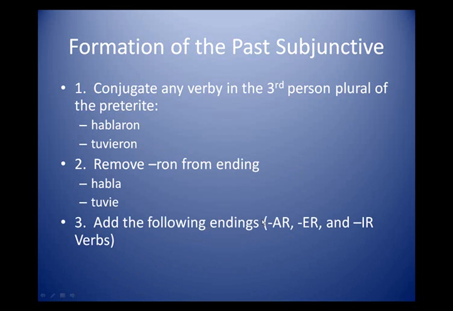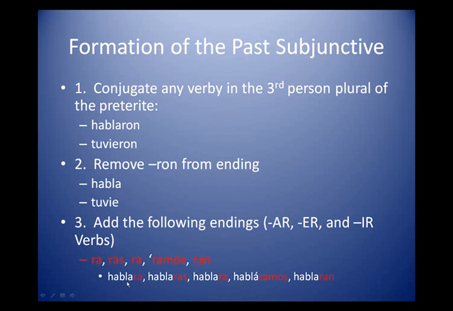And then we add the following endings for AR, ER, and IR verbs. All of the verbs, AR, ER, and IR, will add these endings in the past subjunctive. So there's only one set of endings to learn. Ra, ras, ra, ramos, ran. Keep in mind that the letter directly before ramos is always going to have an accent mark on it.